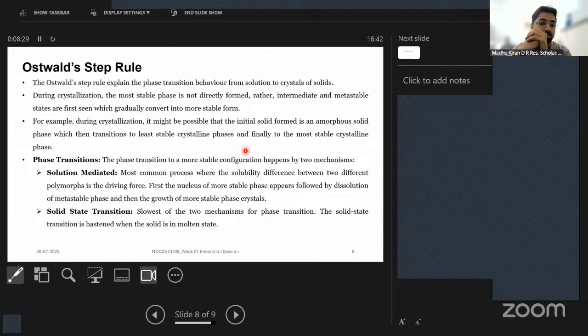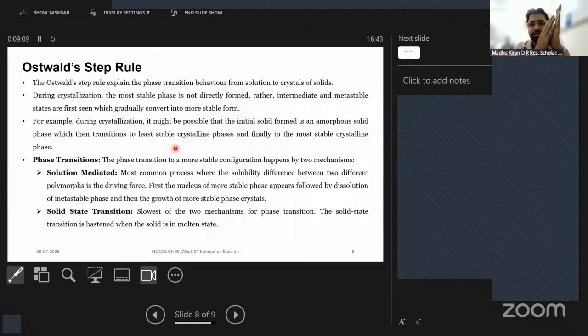So what I mean to say is that it's not the most stable phase that is formed directly. The most stable phase has the lowest energy. Instead, when we are doing crystallization, maybe first an amorphous form is formed, and then the next least stable crystalline phase, and then the next phase, and then finally we get the most stable phase. So that's the Ostwald step rule, because the crystallization happens in a stepwise manner. It doesn't directly go from the solution state to the most stable state.